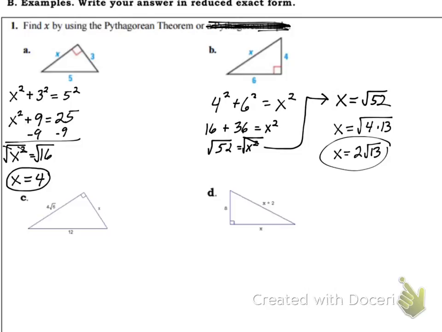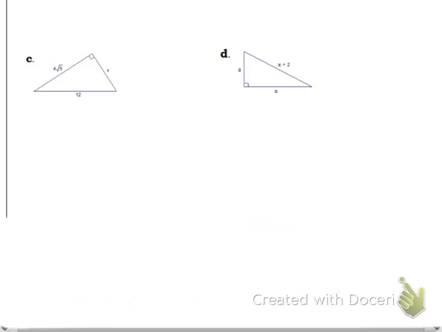All right, our next one, we have 4 square root of 6 as one side, x is another side, and 12 is our hypotenuse. Remember, right across from the right angle gives us our hypotenuse. So we're going to have 4 square root of 6 squared plus x squared equals 12 squared. Well, when I square this, actually, let me do this on the next slide really quick, because I ran out of room in the other class, so I moved it over here. There we go. Now we've got more room.